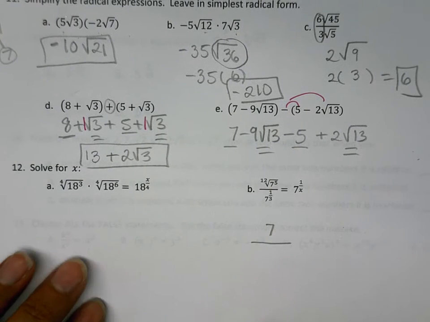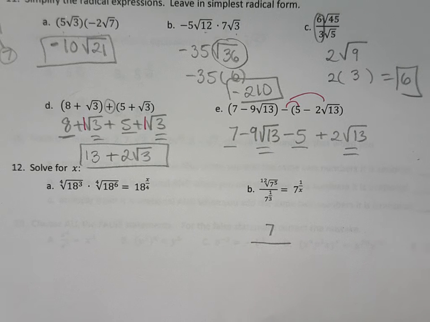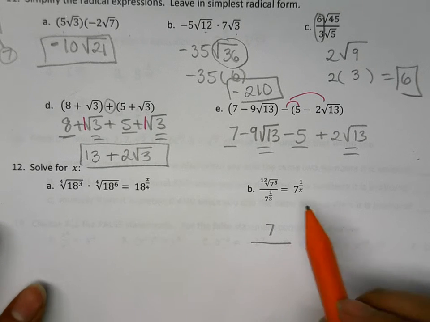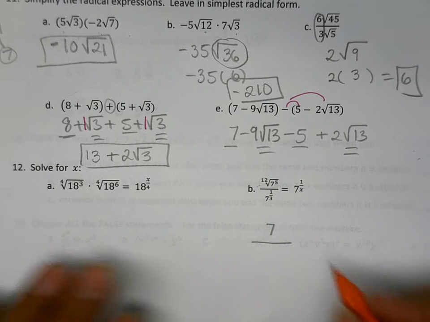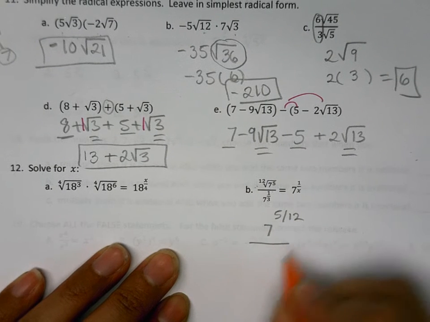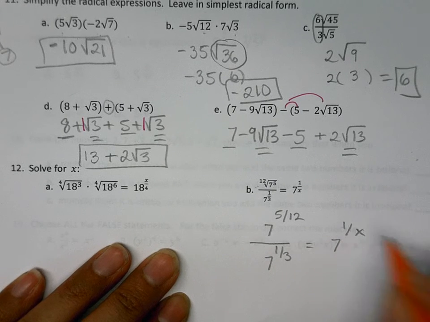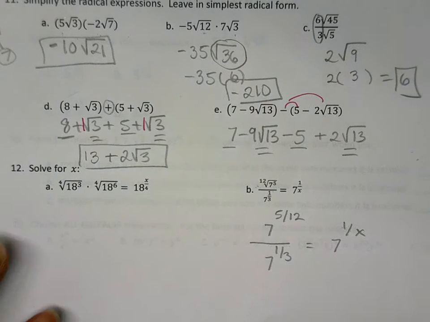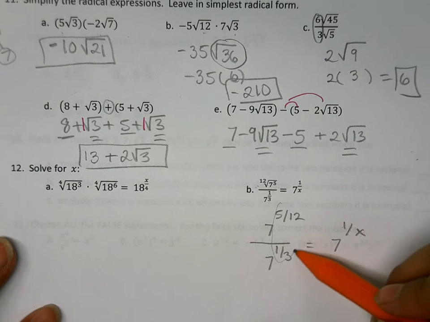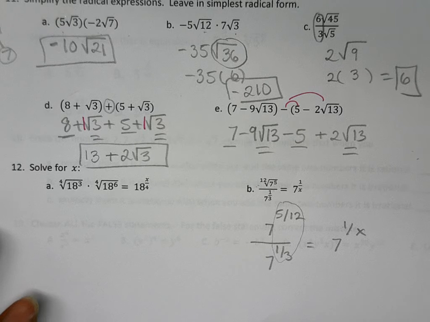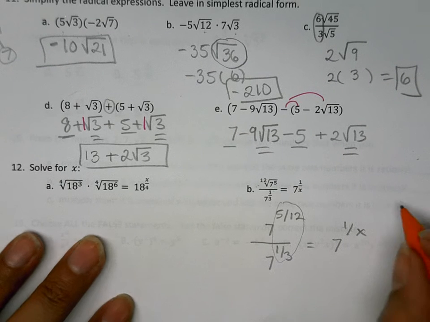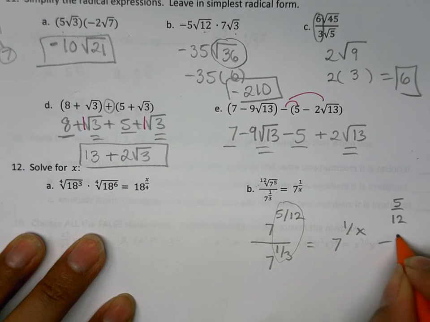7 to the what power, gentlemen? 7 to the 5/12 or 12/5? 5/12. And then 7 to the 1/3 equals 7 to the 1 over x. Now, the bases are the same. What do we do with the exponents? Subtract. We add when we're multiplying. When we're dividing, we subtract. So we have 5/12 take away 1/3.